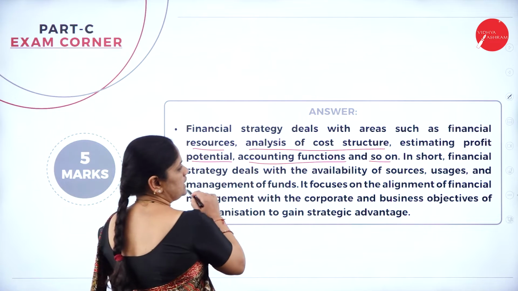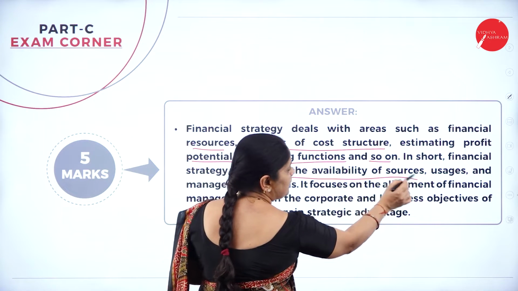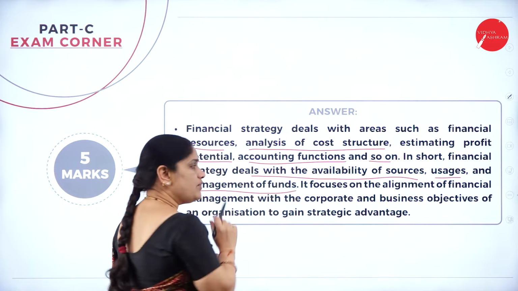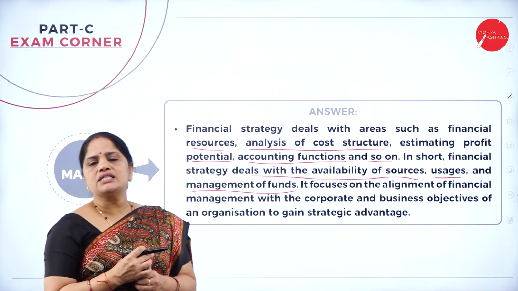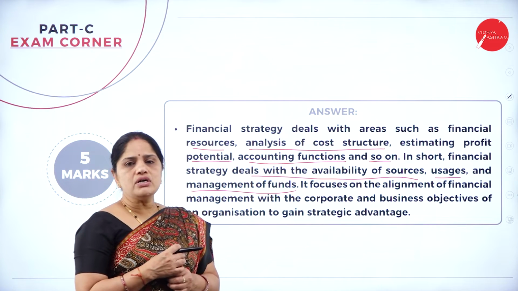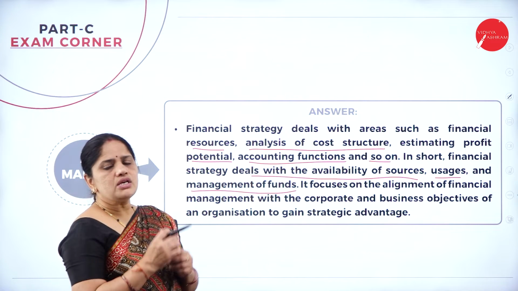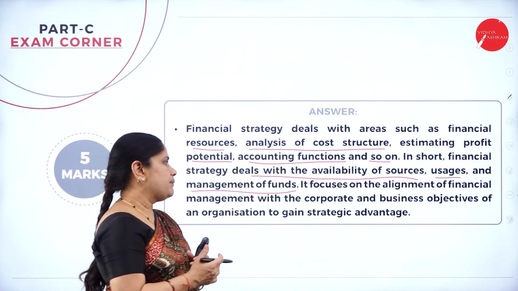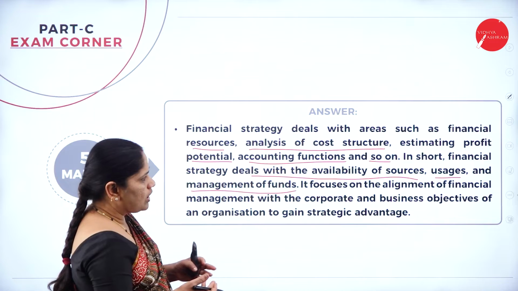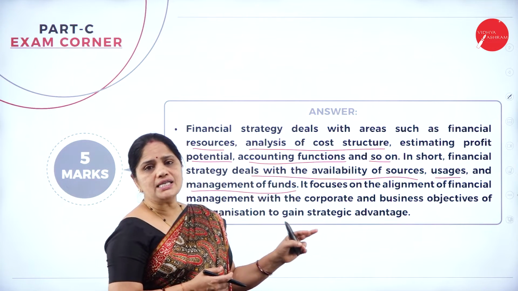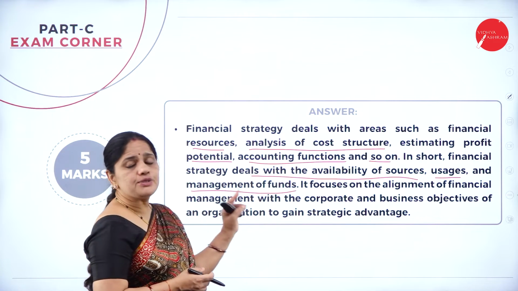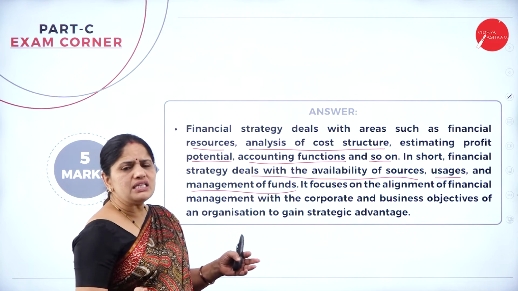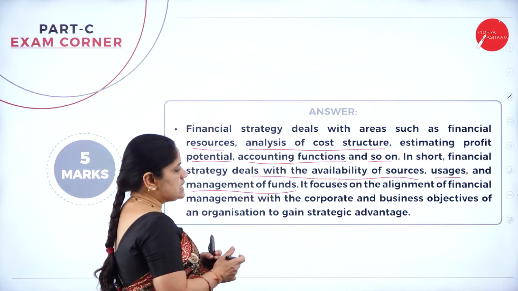So, in short, it deals with the availability of resources, usages, and management of funds. So, what are the kinds of resources available? So, availability of resources. So, what are the various sources of funds which the company can capitalize on? Then, how do you utilize those funds? And the management of funds. So, what is the best way to allocate the funds? So, all these will be coming under financial strategy.